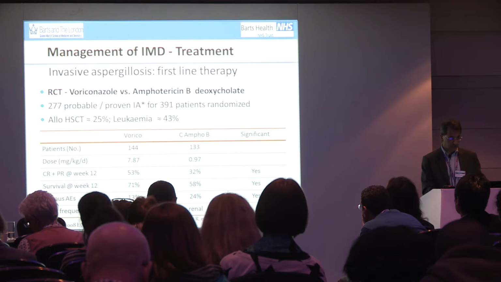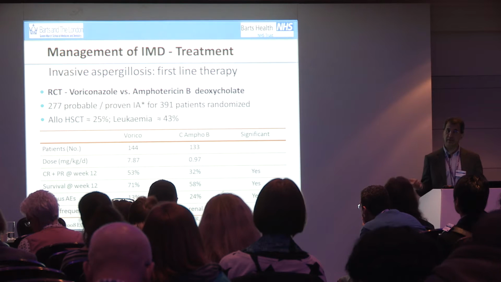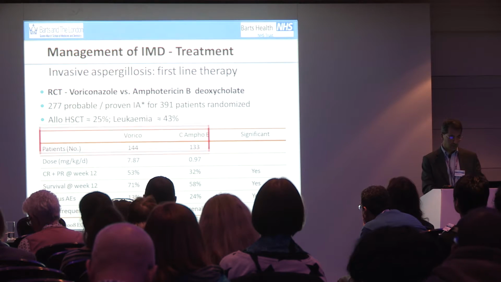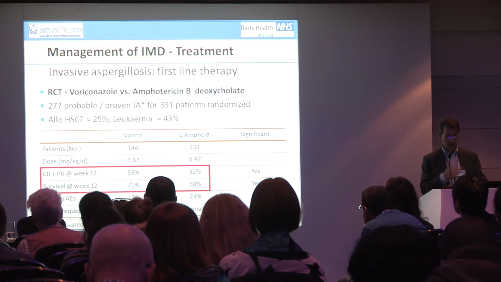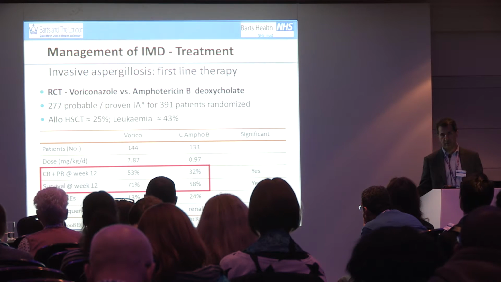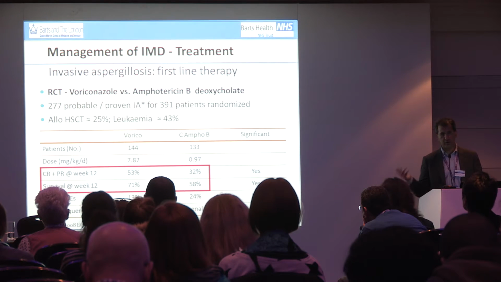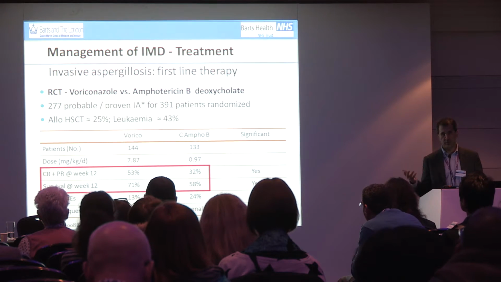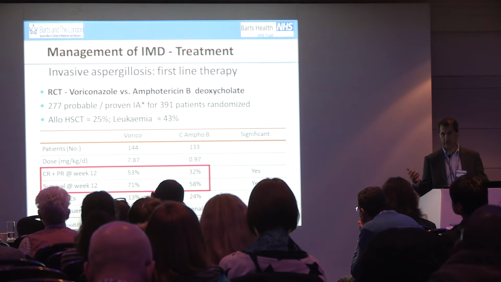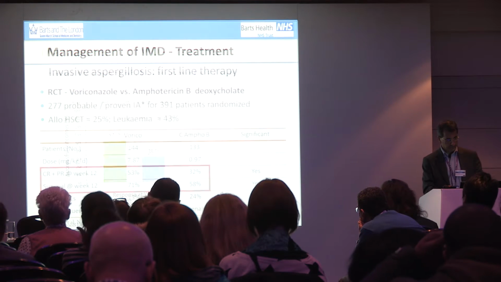So that's straightforward. When you look at the pivotal data on which voriconazole was licensed for invasive aspergillosis, it was done against conventional amphotericin, and there you can see the outcome data showing voriconazole is superior, both in terms of response rates and survival at 12 weeks than conventional amphotericin.